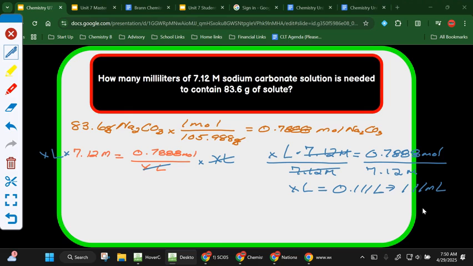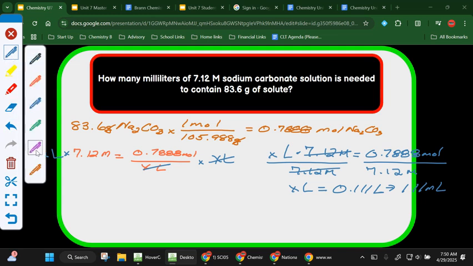I like to do them a slightly different way. Okay? Slightly different. Let me show you. The problem starts out the same. I still need to do this part of converting grams into moles. Have to. No questions about it.